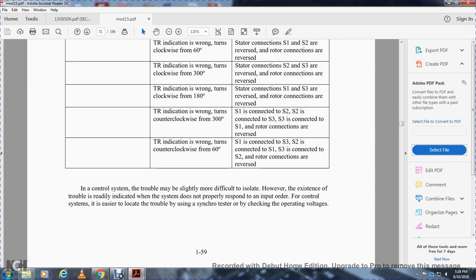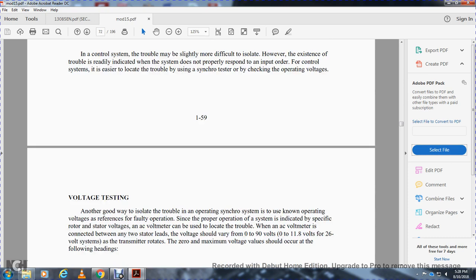In a control system, the trouble may be slightly more difficult to isolate. However, the essence of the trouble is readily indicated when the system does not properly respond to an input order from the control system. The easiest way to locate the trouble is to check the synchro operating voltage. Another good way to isolate the trouble in a synchro system is to check the operating voltage against the reference voltage, using the specific rotor rated AC voltage, with the AC voltage measured between two stator leads.